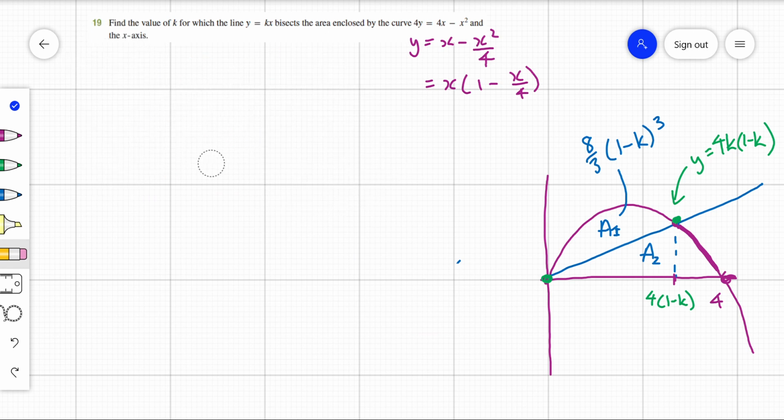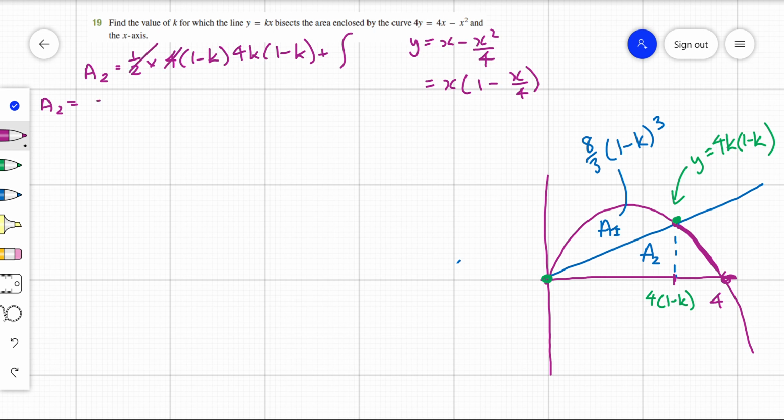So that's A1. So what about A2? A2 will be that triangle, which is half the base being 4 times 1 minus k, times the height being 4k(1 minus k). And then we're going to put the integral on as well, but I don't have room, so let me just go over here a bit. So half times 4 is 2, 2 4s are 8, so this is going to be 8k(1 minus k) squared.